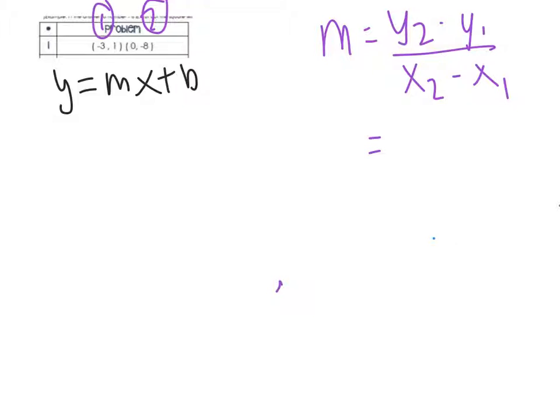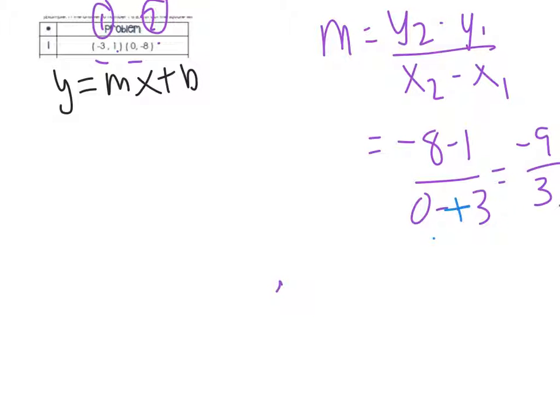When I plug it in, I have y2 minus y1, which would give me -8 minus 1, over x2 minus x1, which would be 0 minus -3. We know that on the bottom, minus a negative turns into a positive. So if we go ahead and solve this, we have -9 over 3. And if we reduce it, we know that our slope is -3, because -9 divided by 3 is -3. So we have our slope, so we can plug it in here.